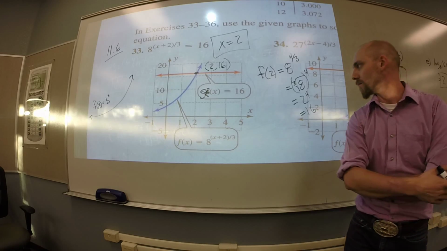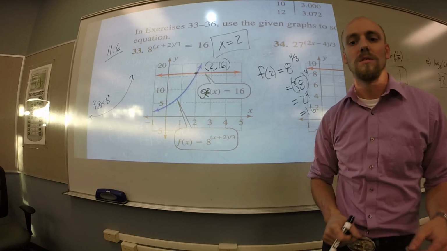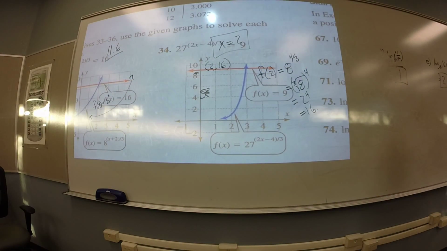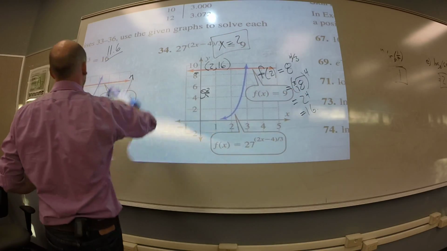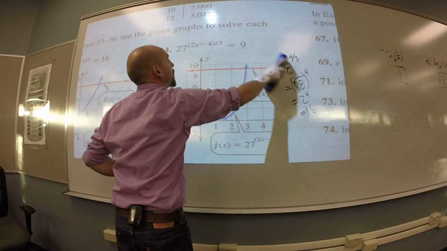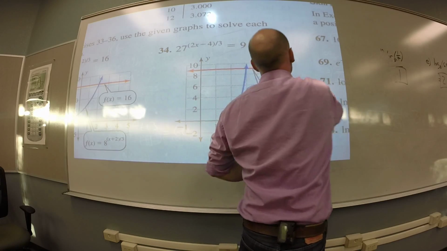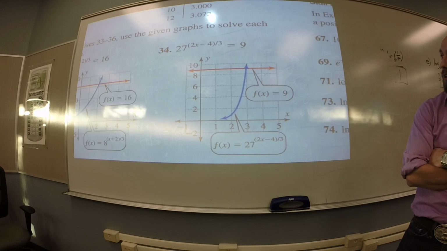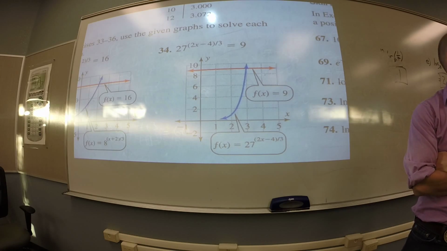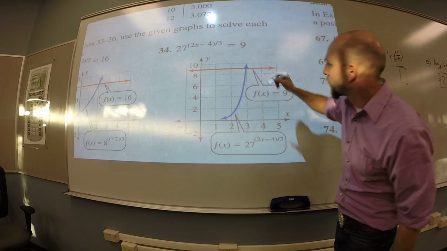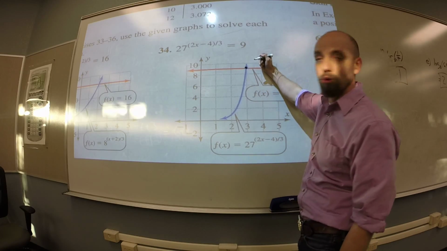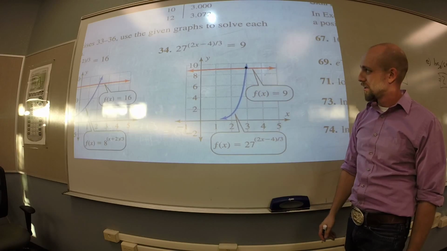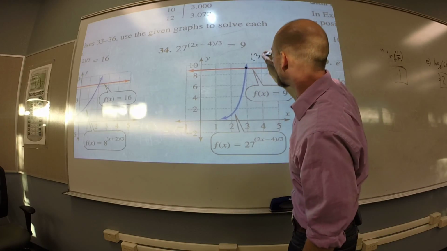Cool. Should we do the other one next to it? Okay, let's do the other one next to it, just because we're here. The other one says I've got this thing. I'm looking for this dot where the two rules agree. What do I think that dot probably is? 3, 9. Yeah, I think it's probably 3, 9.